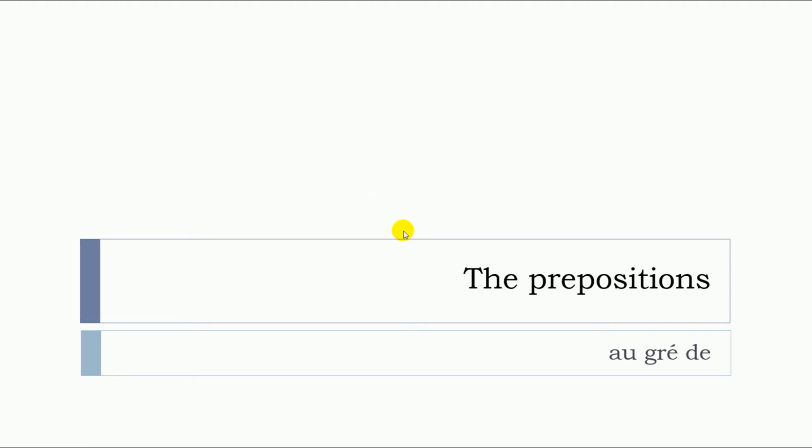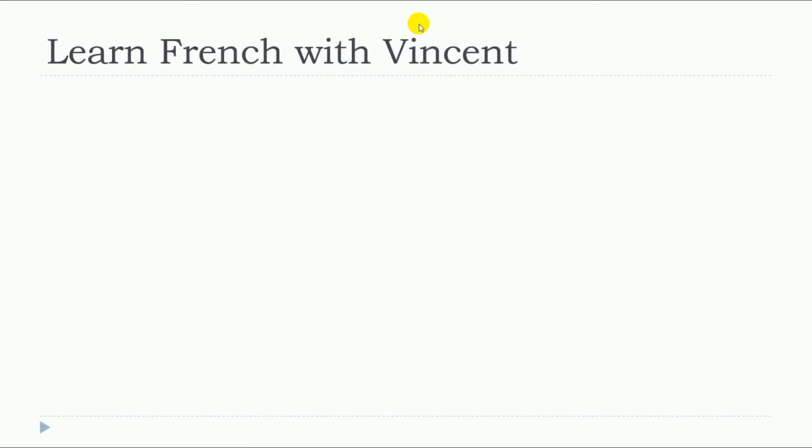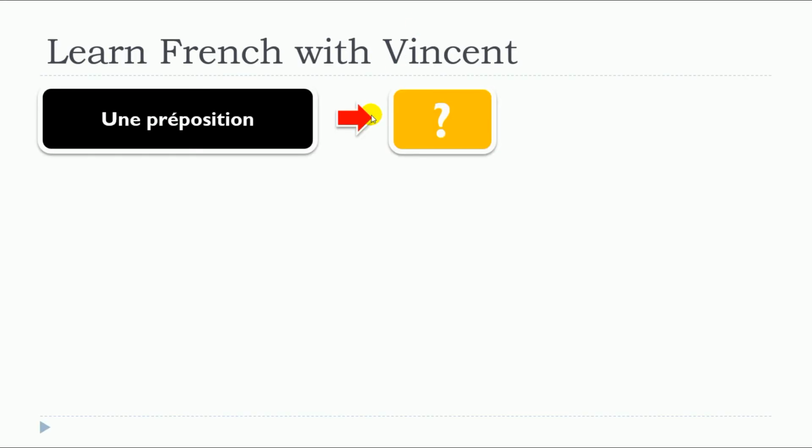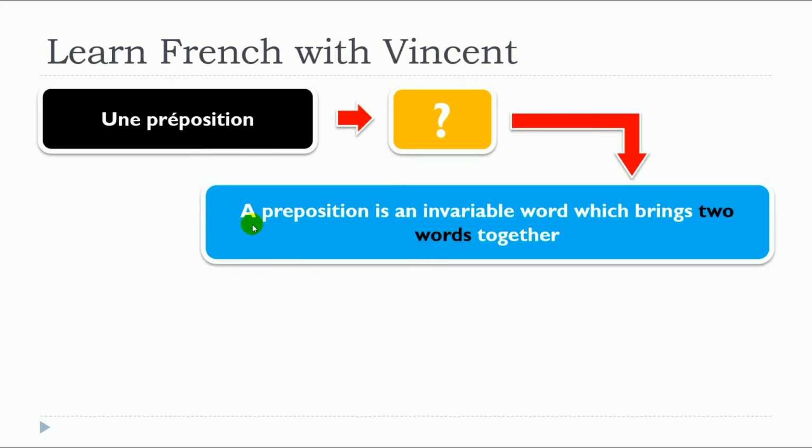In this lesson, we will see together the prepositions, but more precisely, au gré de. So, of course, the first thing that we need to see together is what is une préposition? Well, a preposition is an invariable word which brings two words together.